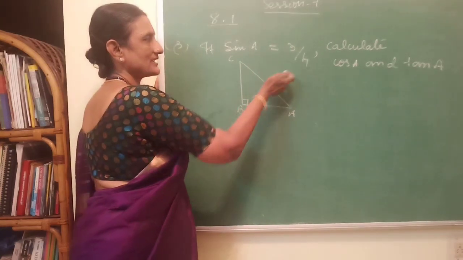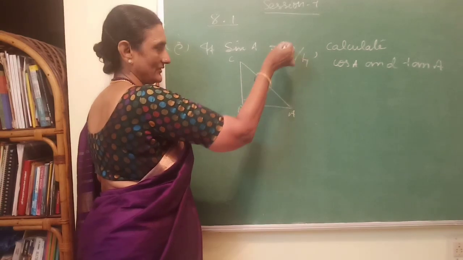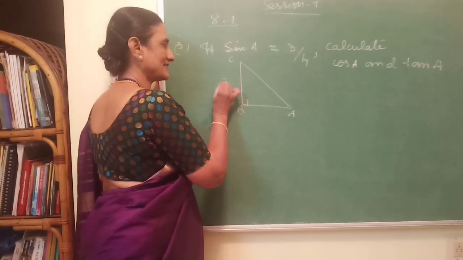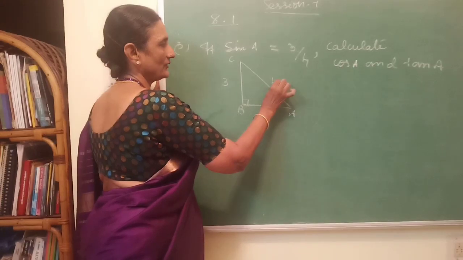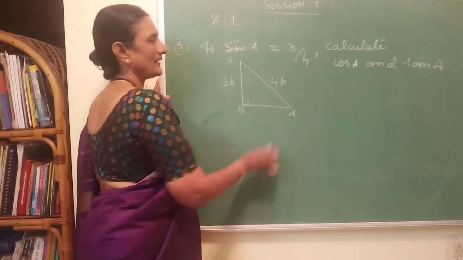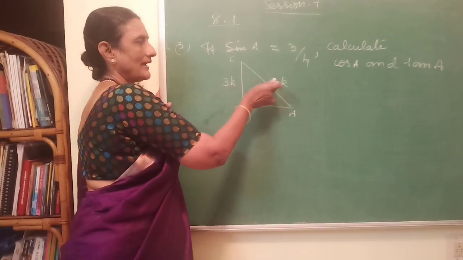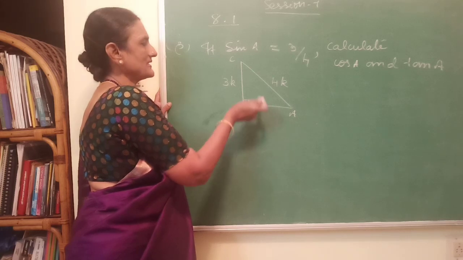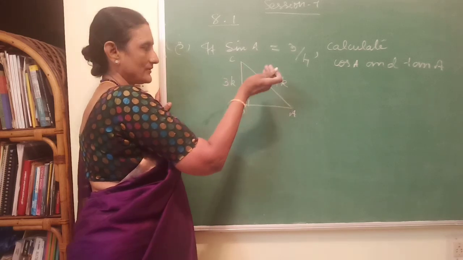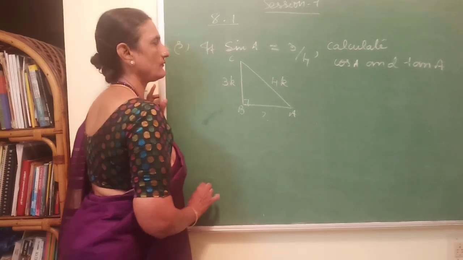Now sin A is given to be 3 by 4. That means what? Opposite by hypotenuse. So opposite side is 3 and hypotenuse is 4. I am attaching one K value here because they are all proportional values. So 3K and 4K are marked as opposite side and hypotenuse. Now we need to find out the value of BA. How will you find out?